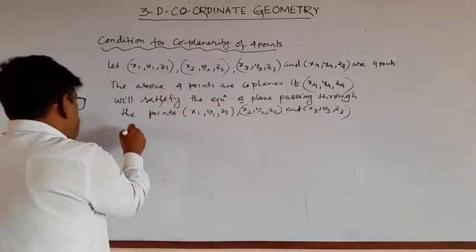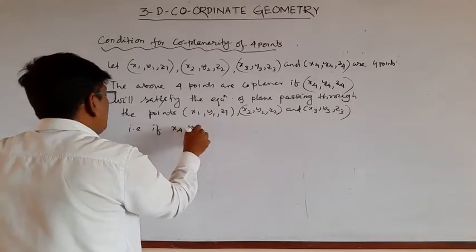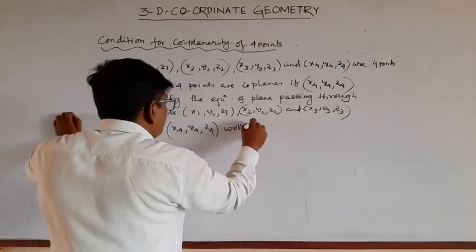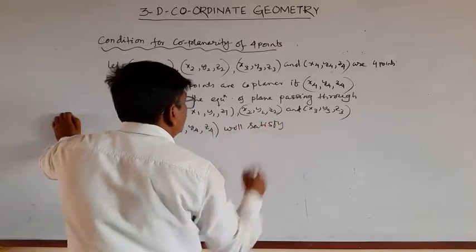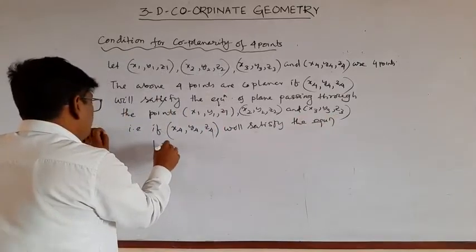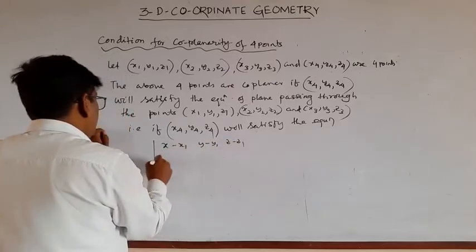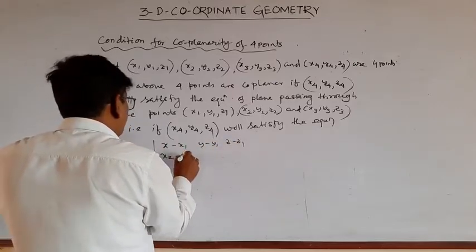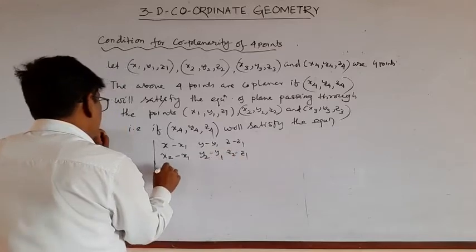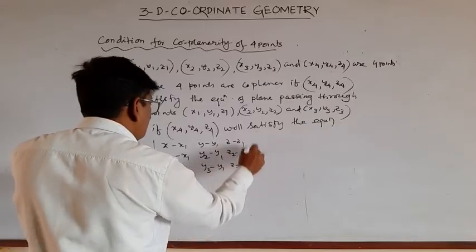That is, if x4, y4, z4 will satisfy the equation x minus x1, y minus y1, z minus z1, x2 minus x1, y2 minus y1, z2 minus z1, x3 minus x1, y3 minus y1, z3 minus z1 is equal to 0.